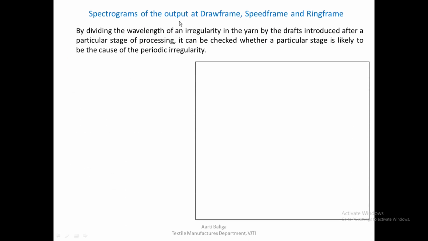So, the spectrogram of an output at the draw frame, speed frame and ring frame. Let us compare these three processes, where you will see the same fault going through three different processes.